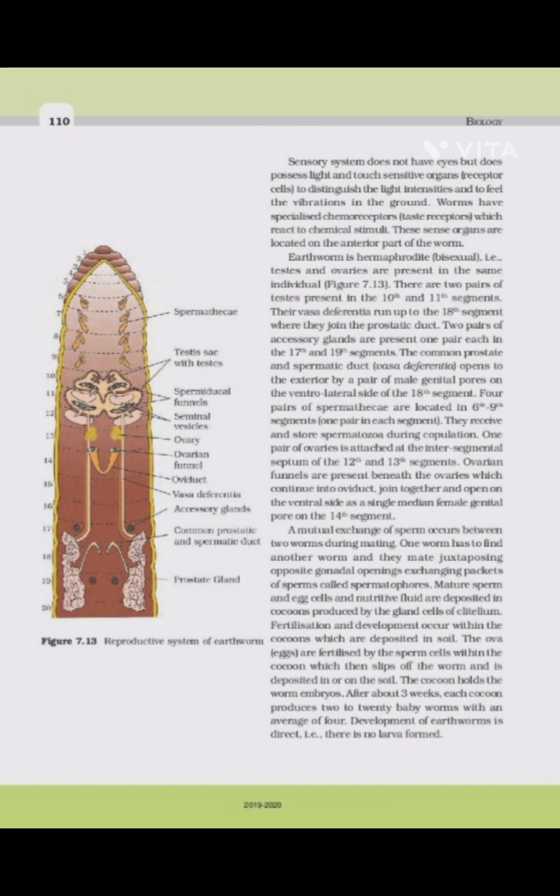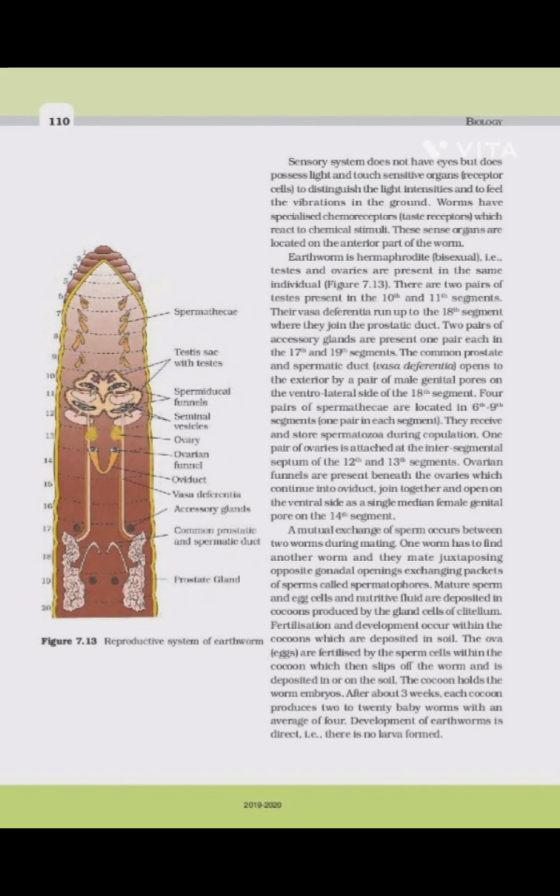A mutual exchange of the sperm occurs between the two worms during mating. One worm has to find another worm and they mate juxtaposing opposite gonadal openings, exchanging packets of sperms called spermatophores. Mature sperms and egg cells and nutritive fluid are deposited in the cocoons produced by the gland cells of the clitellum. Fertilization and development occur within the cocoons which are deposited in the soil.